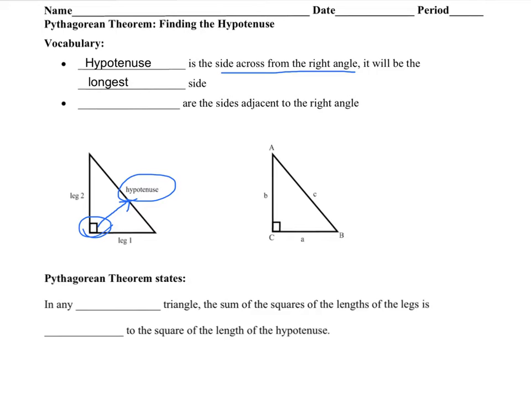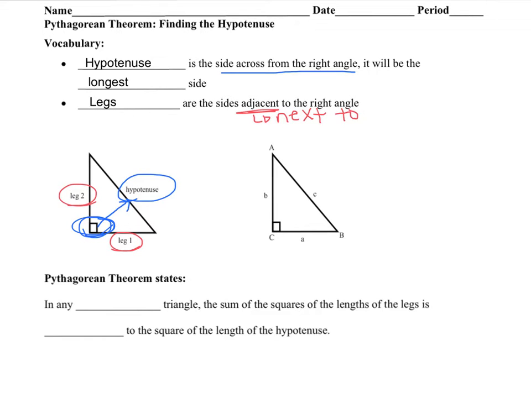So now let's look at our next key vocab word, and it's leg. And legs are the sides adjacent to the right angle. Adjacent means next to. So it's next to the right angle. So again, if we look below, where are we next to the right angle? Again, here's your right angle, and our legs are next to it. Here's leg 1, and here's leg 2.